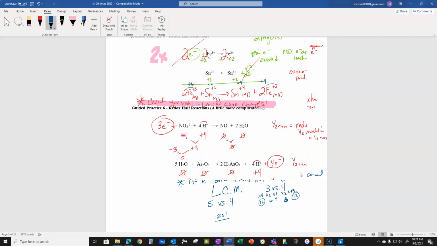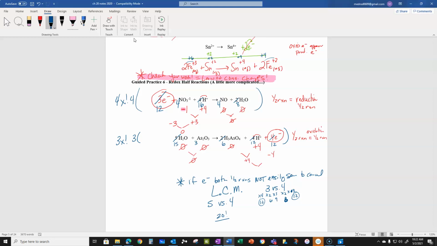This whole equation, I'm going to multiply everything by 3. So 3 times 5, cross it out, put a 15. 3 times 1 is 3. 3 times 2, 6. 3 times 4, 12. And then 3 times the 4, also 12. And that's how, ladies and gentlemen, the law of conservation works. I can now cancel those electrons. And the name of the game now is put it all together.